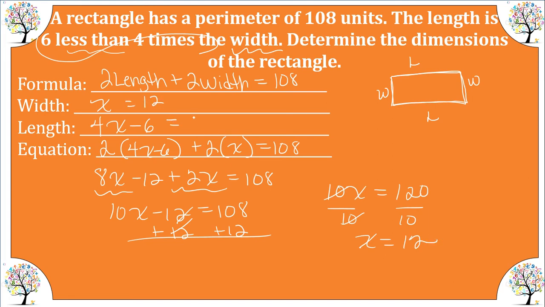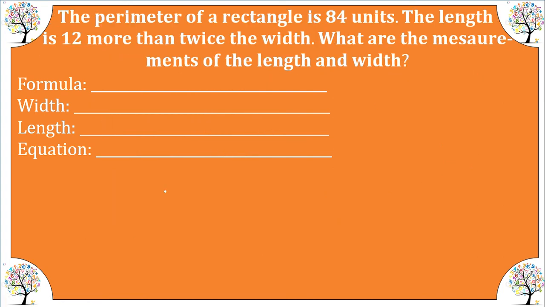And now let's see the length. It's 4 times 12 minus 6. 4 times 12 is 48, minus 6 gives us 42. So we have 42 and 42 and 12 and 12. And if we were to add all those up, we would get the 108. Let's try another one. Again, it's good to draw a picture when you can.